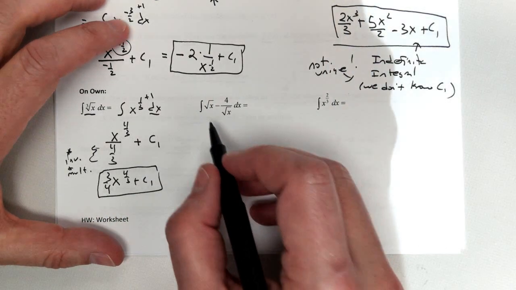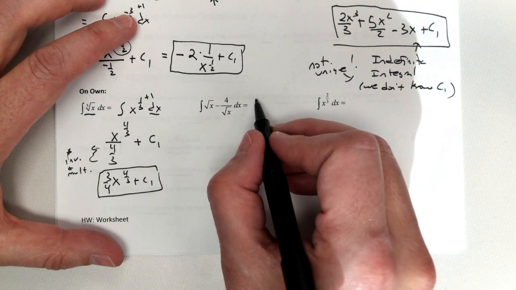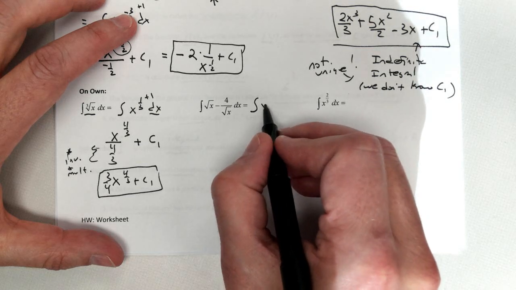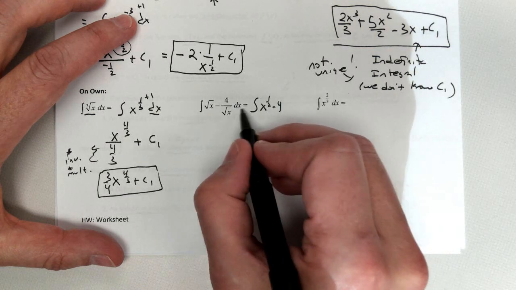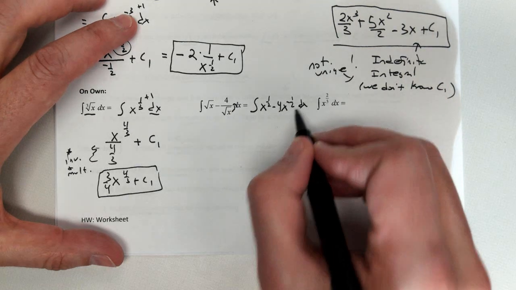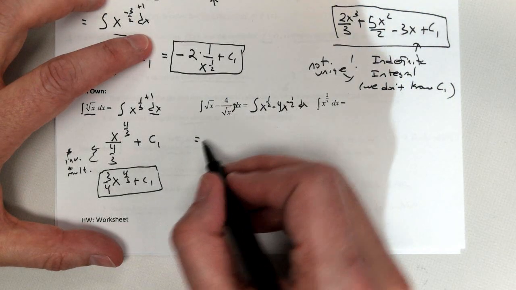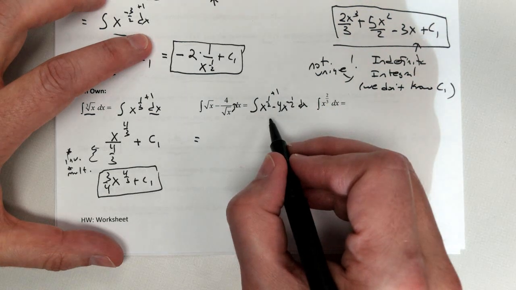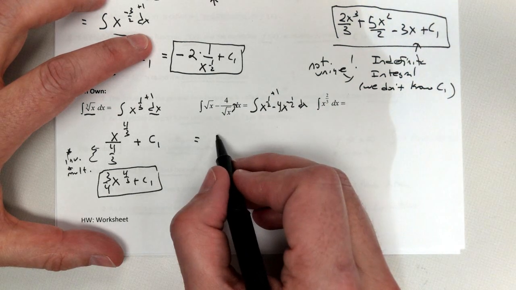For the second example, again, I don't like the way it's written, so I could write this as x to the 1/2 minus 4, and I'm going to bring this x up, x to the -1/2. And again, don't forget to rewrite the dx. Rewrite your powers. This becomes plus 1, so we're going to add powers. We're going to plus 1.